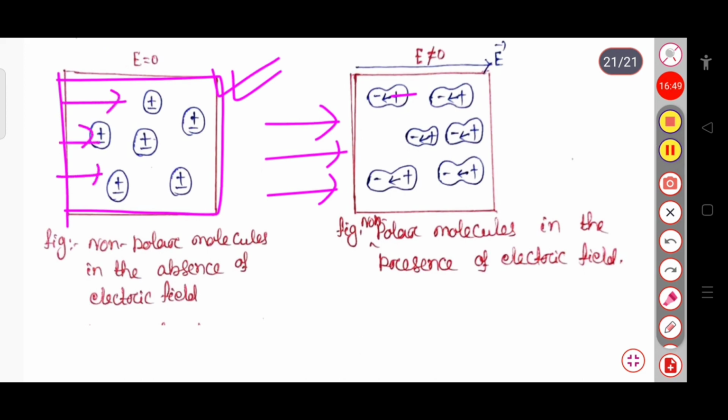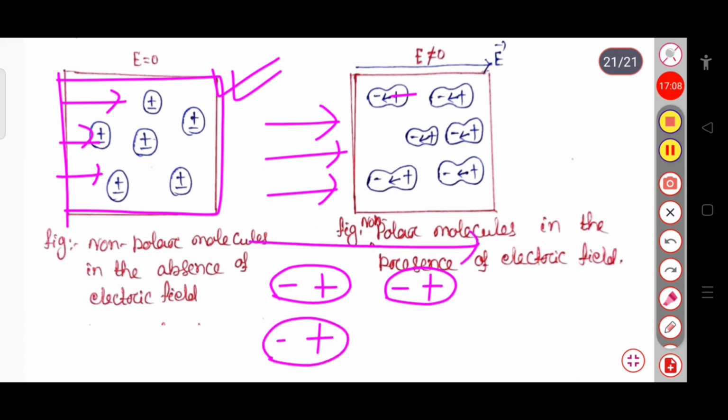Inside this dielectric, this positive charge particle will move in the direction of the field, and the negative particle will move in the opposite direction of the field. And this will happen for every molecule, every atom that lies inside this matter. So all the positive charge particles will lie in this direction, like this. Since there are 6 atoms, I am representing the total 6 atoms here.